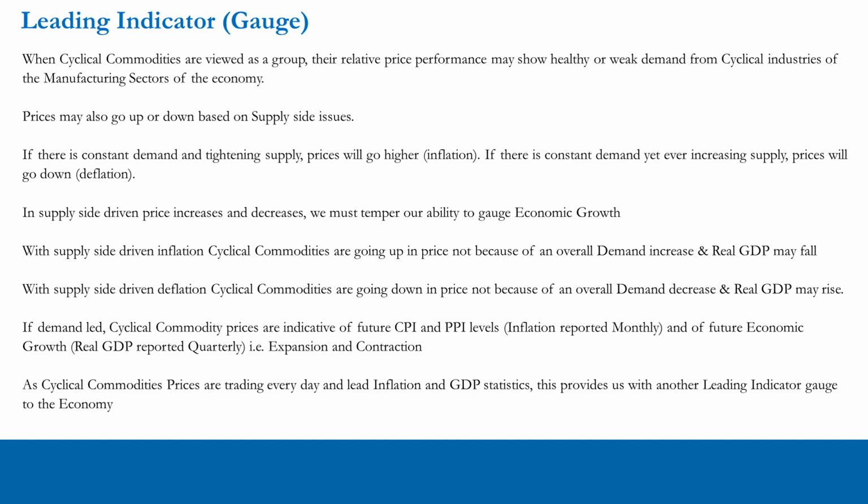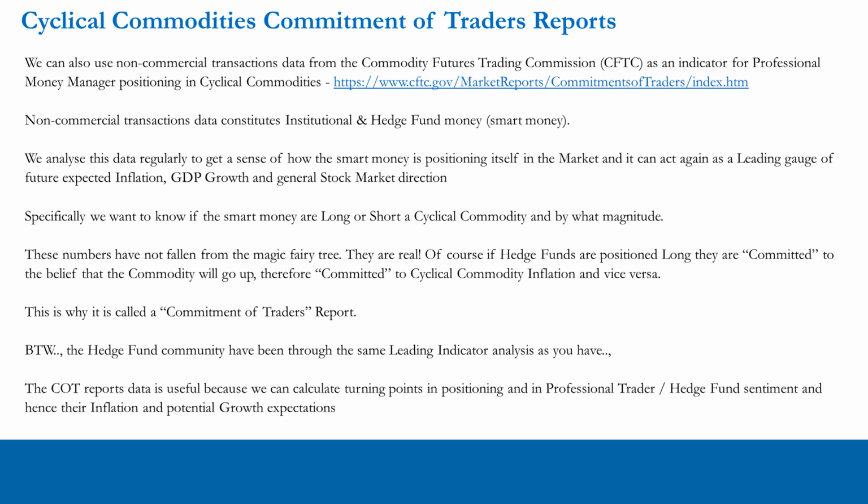Now, something else you can use as an indicator for future expected levels of inflation and growth is the commitment of traders' reports for the cyclical commodities that we're looking at. So let's have a look at what we call the commitment of traders' reports, or COT reports. We can use non-commercial transactions data from the Commodity Futures Trading Commission, the CFTC, as an indicator for professional money manager positioning in our cyclical commodities.